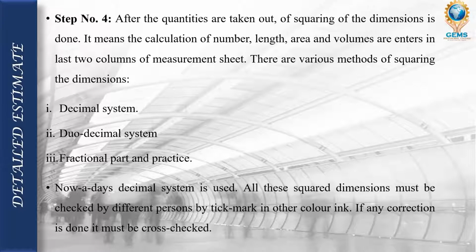All these squared dimensions must be checked by different persons, who give a tick mark after checking. Because of the tick mark, we can easily find out whether it has been checked or not. So that is the fourth step.